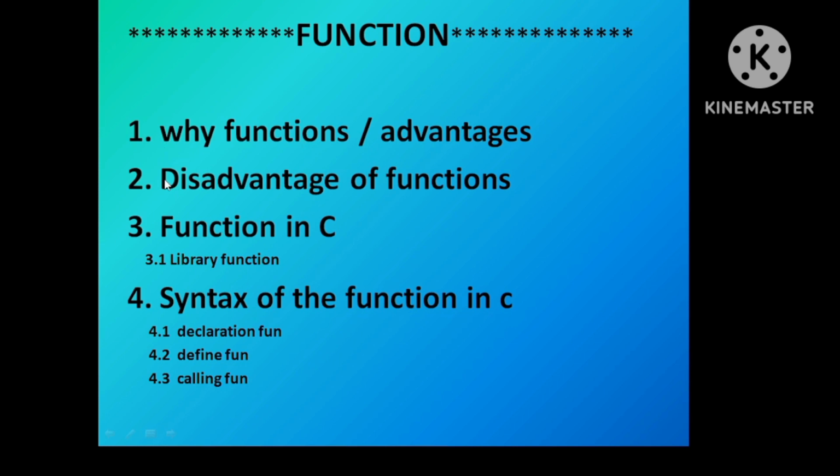After that we will see the disadvantages of functions, which means the limitations of the function. The third point is that we will define the function, what the meaning of the function is, and point 3.1 is the library function. The fourth point is the syntax of the function in C. Then we will see the declaration of the function, defining the function, and calling the function.